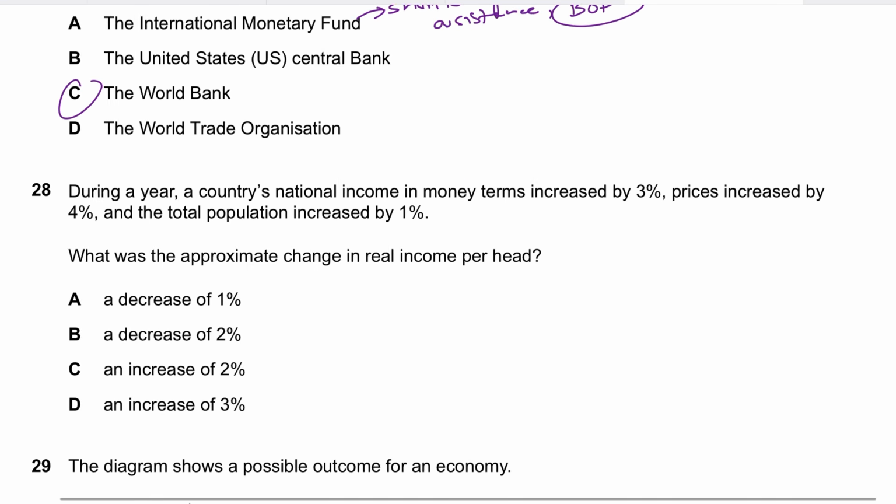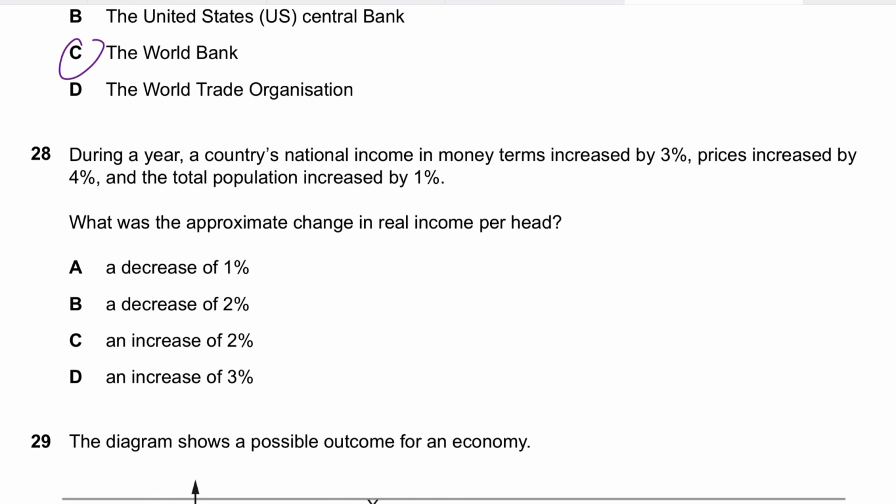Now, question number 28. Again, a very repeated sort of MCQ. It says during a year, a country's national income in money terms went up by 3%. So nominal income going up by 3%, prices are going up by 4%, and the total population goes up by 1%. What is the approximate change in real income per head?